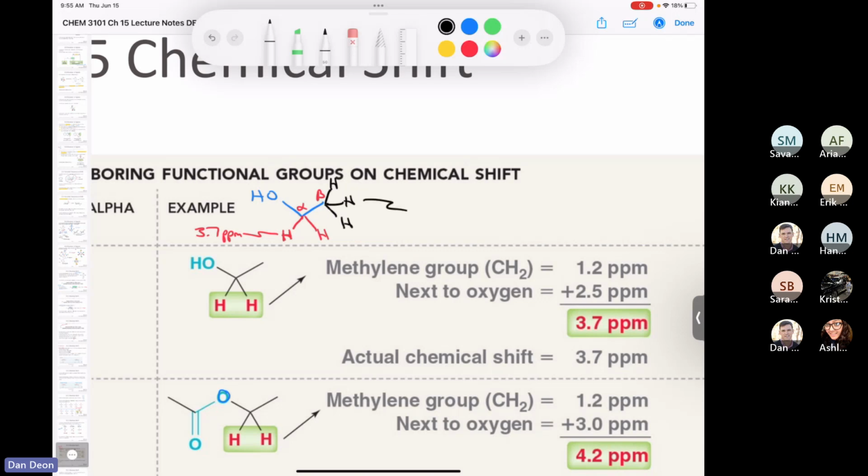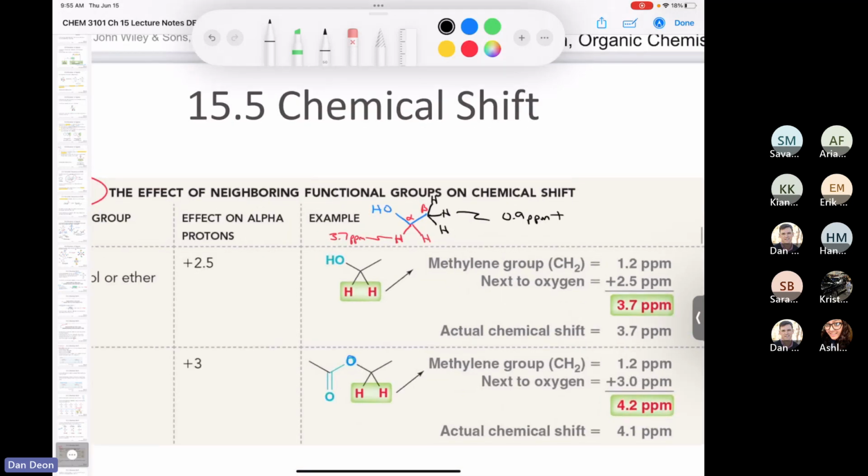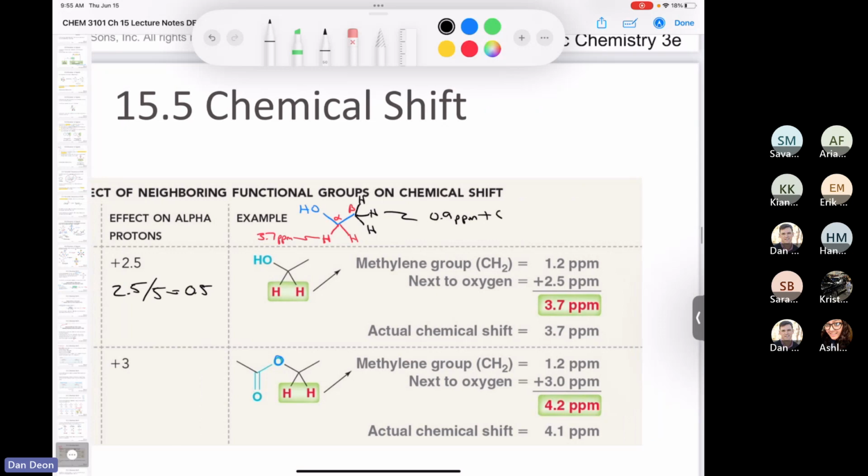The baseline of a methyl was 0.9 parts per million. Go back to the previous slide. And now you're going to add 1/5 of this effect. So if you take 2.5 and you divide it by 5, you get 0.5. So 1/5 of the effect is 0.5 ppm. We tally those up and we get an estimation of 1.4 parts per million for those 3 beta protons.